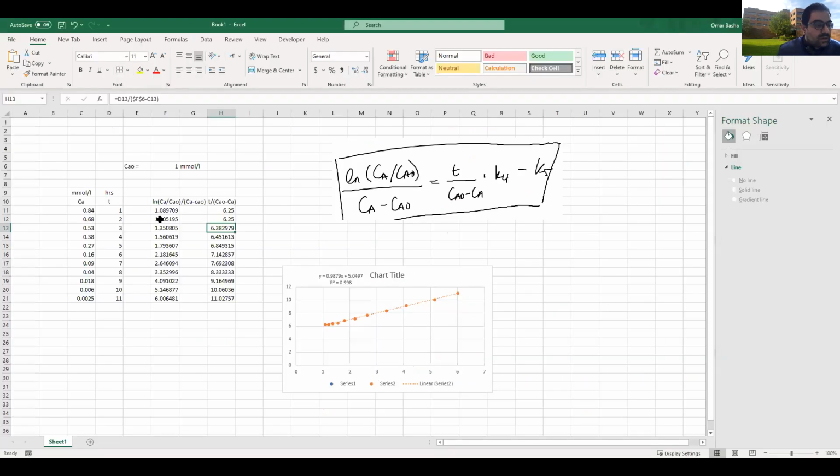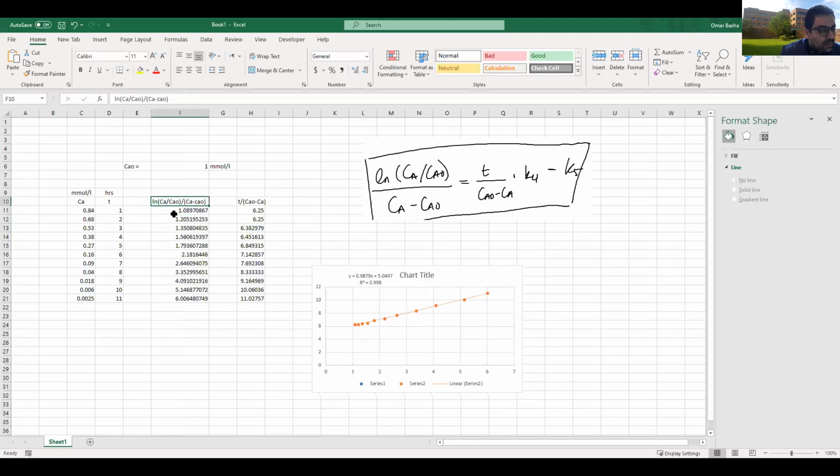Right, and basically in our Excel sheet, we got ln(Ca over Ca naught) divided by (Ca minus Ca naught). Let's make this a capital letter. And then T over (Ca naught minus Ca), plotted these two guys versus each other, got the slope and the intercept, and then we got the rest of the variables. Okay, so that's it for this problem. Let's go back to the homework and see if we have any other problems left. Let's wrap this up right here.